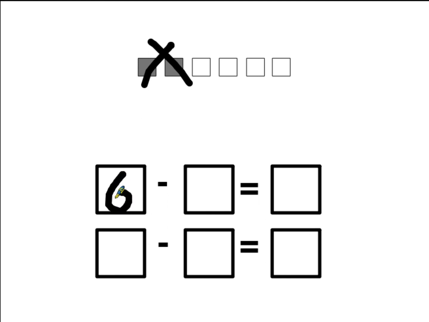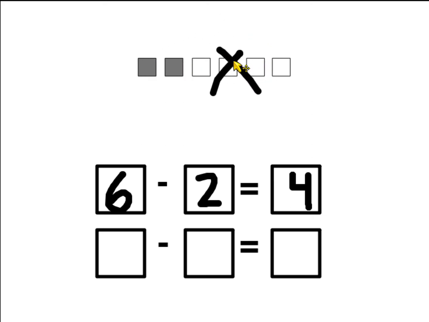We started with 6. We take away 2. 4 are left over. Or, instead of taking away the gray ones, we take away the white ones. How many do we start with? How many do we take away? How many are left over? You should see the pattern, grade 1, that the numbers are the same. Biggest number goes first, and then we just switch around the other two numbers.